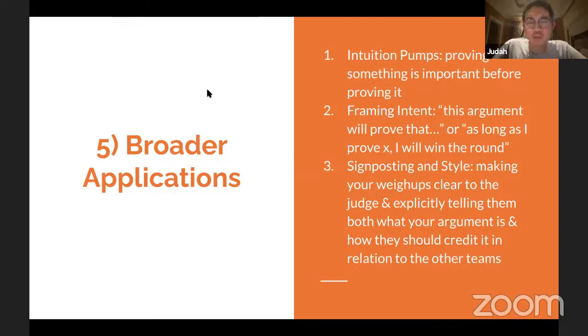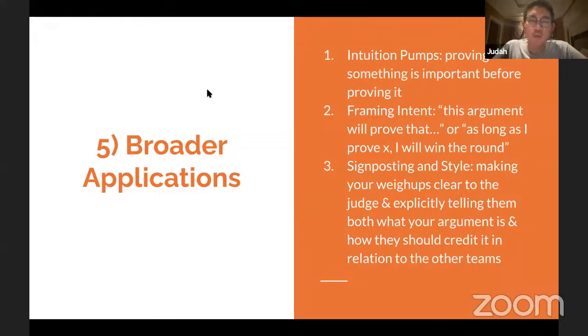And that kind of goes in conjunction with the second point of what you can use weighing for. So you can frame it as intent. So you say, this argument will prove blah, blah, blah, or as long as I prove blah, blah, blah, I will win the round. And the third way, and this probably applies a bit more to world schools, but also applies to BP actually, is to signpost and to use style a lot more.